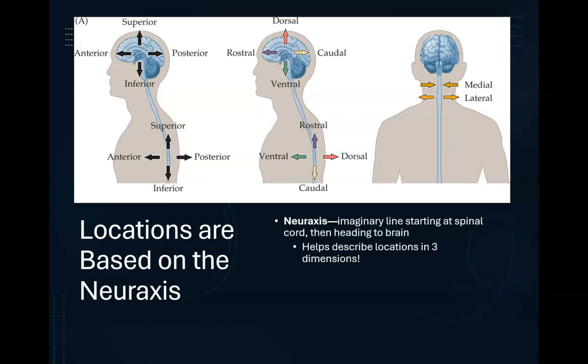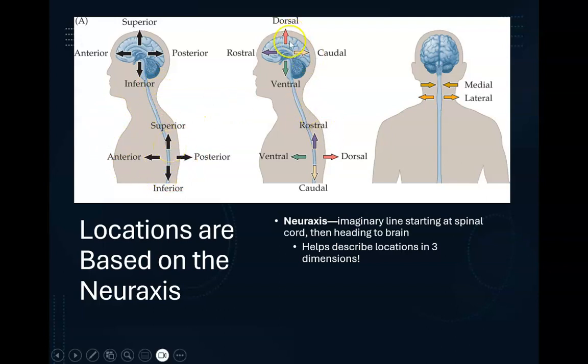Now, locations in the brain are going to be based on a neuraxis. This is an imaginary line that starts at the spinal cord and then heads to the brain. This ultimately helps describe locations in 3 different dimensions. So here we have anterior, here is superior, here is posterior, and here is inferior. Now, because our brain is rotated 90 degrees from the spinal cord, at least in the spinal cord, nothing here really changes. So that part's really nice.